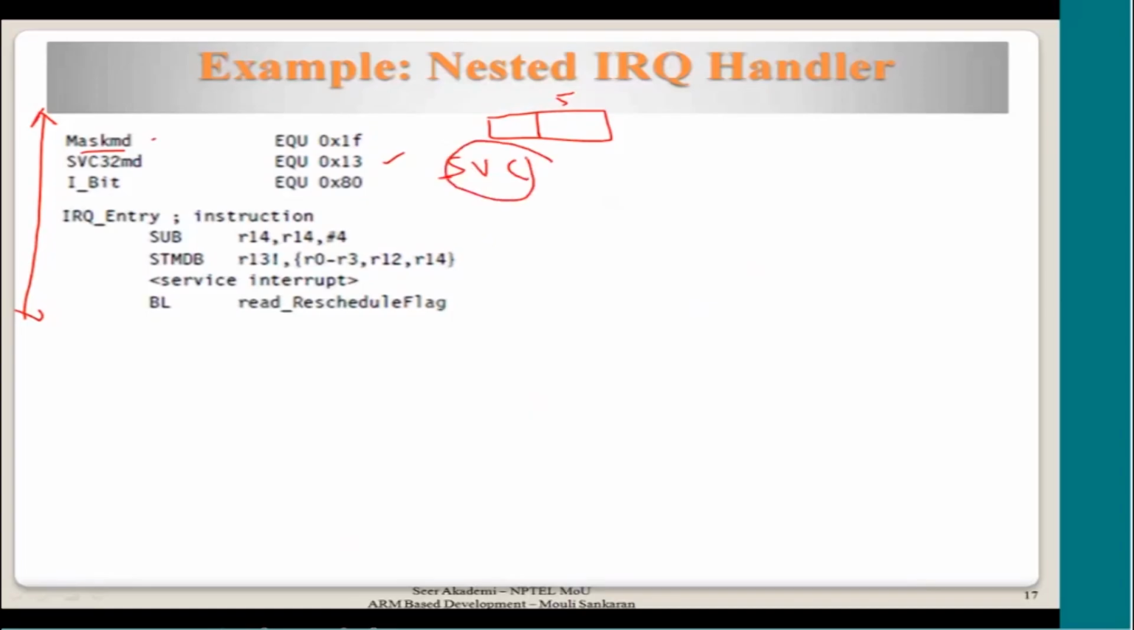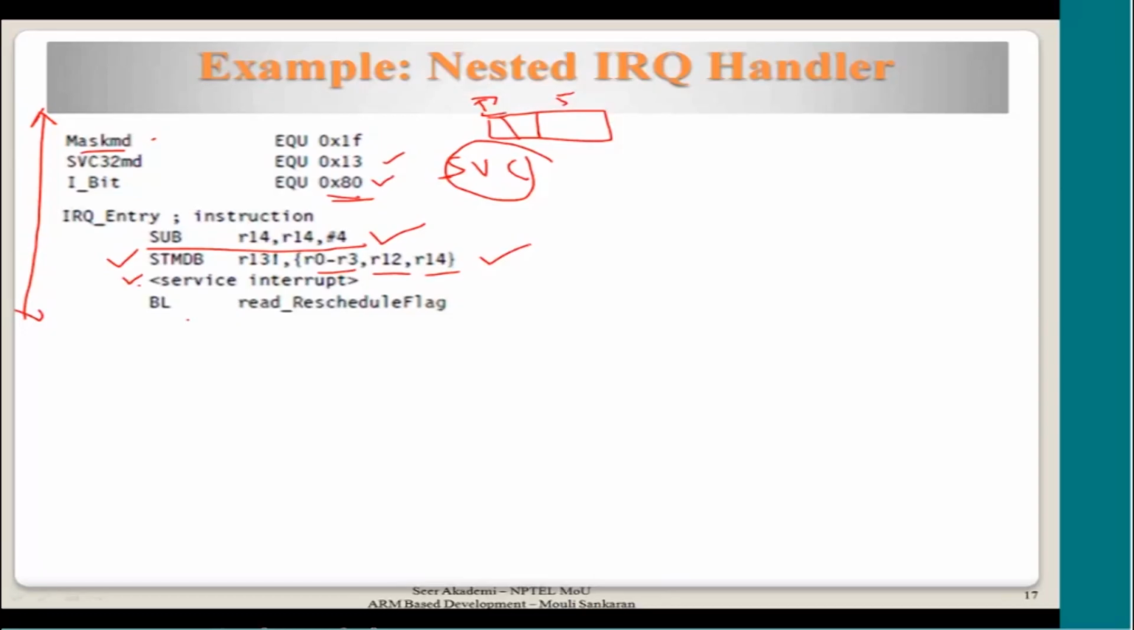And then in between for further processing, the I bit is 0x80 because I told you, the 7th bit happens to be the I bit, which we are using to enable it. And then we have already seen this code. We are subtracting 4 from R14 and then saving it back. So this is the code it is supposed to go. And this also you have seen already. We are storing R0 to R3 and R12, R14. This also I have explained earlier. Nothing different. And then we are servicing the interrupt.